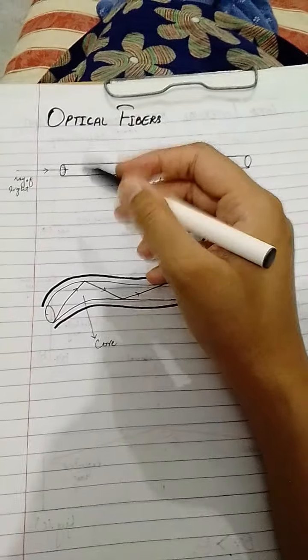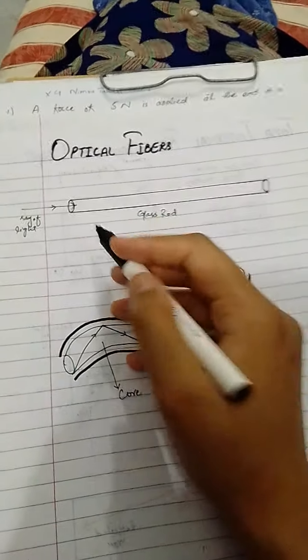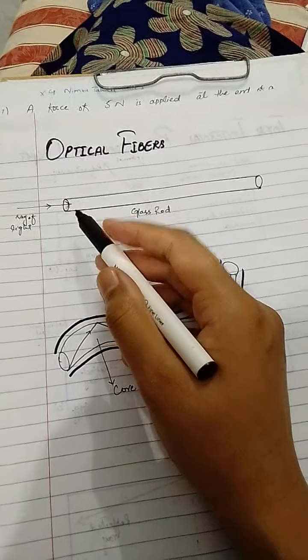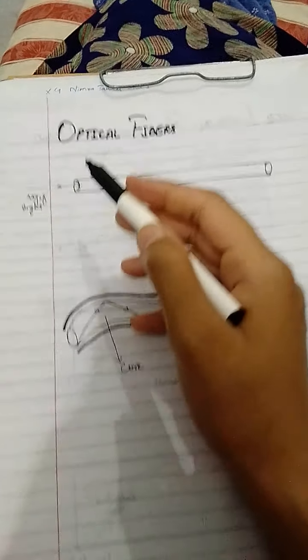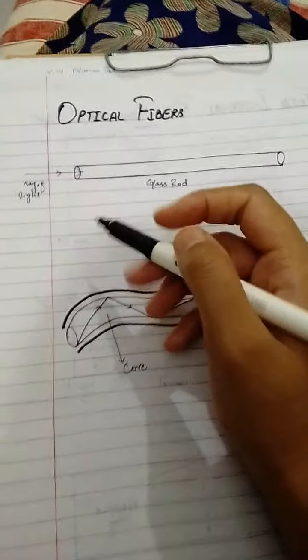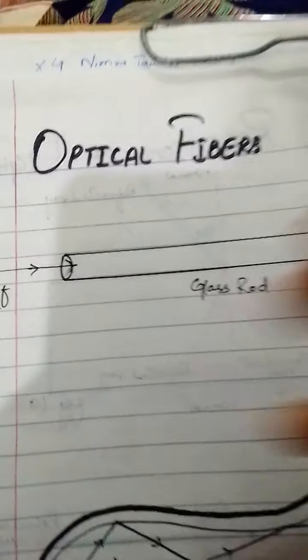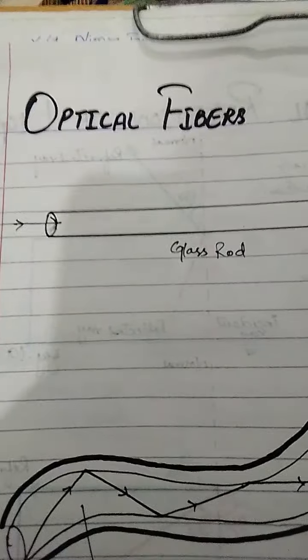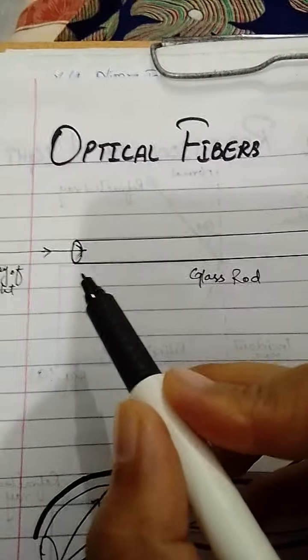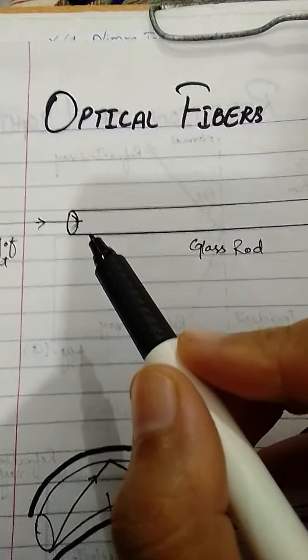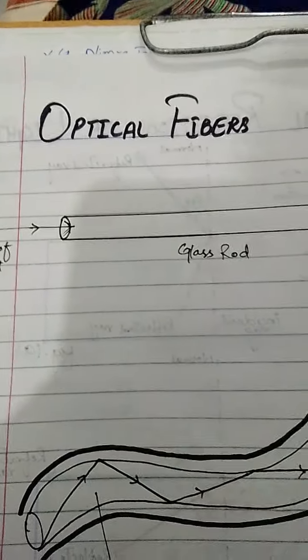Okay, so optical fibers in this case are the application of the total internal reflection of light. How? I'm going to show you how. When the ray of light enters this glass rod, we can take a plastic rod or glass rod. These rods are basically very thin. They have a very small diameter, even smaller than your hair strand.